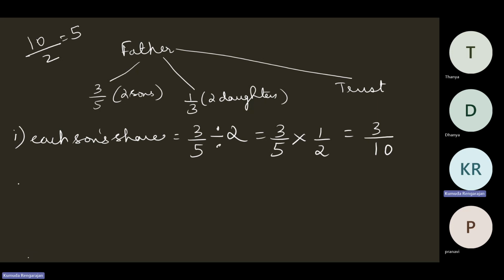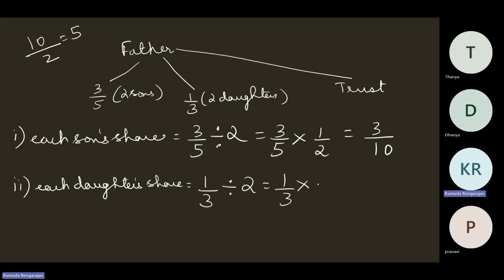Next, each daughter's share. For both the daughters, it is 1 by 3. So supposing there are 4 daughters, divided by 4; 6 daughters, divided by 6. Here, 2 daughters, so divided by 2, which is 1 by 3. Division becomes multiplication, 2 by 1 is 1 by 2, reciprocal, so 1 by 6. So each daughter's share is 1 by 6.